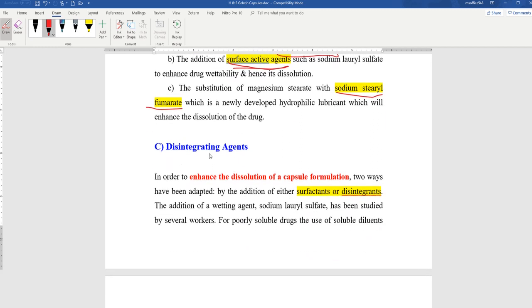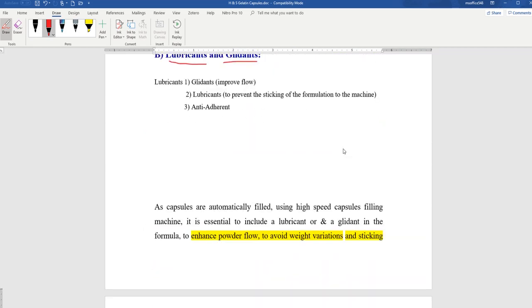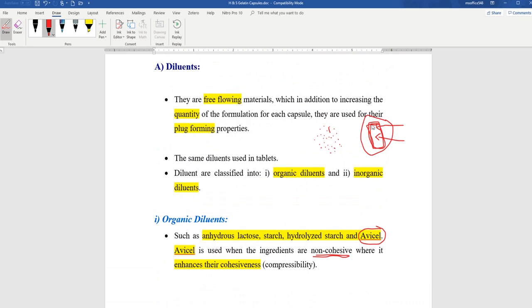The third category, and this is the last one, which I will end my video with today, part 1, is using a disintegrating agent. First, what is the function of a disintegrating agent? Why do we need to use a disintegrating agent? Go back to the plug. This is the plug. So in the formulation, I want to have a disintegrating agent. What is its function?